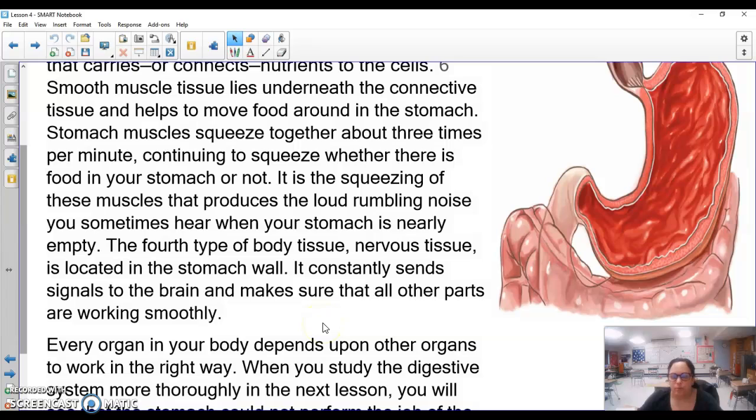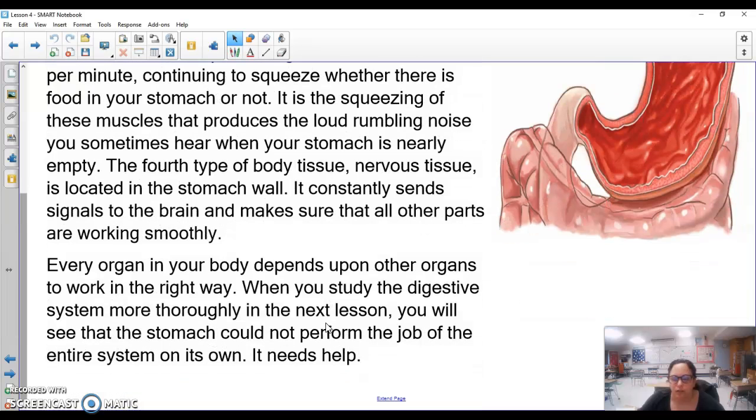The 4th type of body tissue, nervous tissue, is located in the stomach wall. It constantly sends signals to the brain and makes sure that all other parts are working smoothly. Every organ in your body depends upon other organs to work in the right way. When you study the digestive system more thoroughly in the next lesson, you will see that the stomach could not perform the job of the entire system on its own.